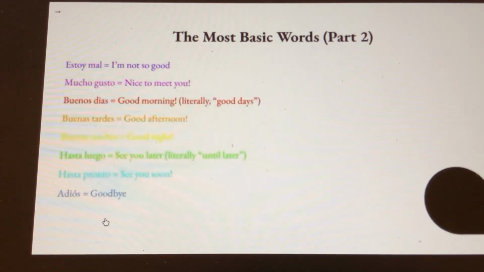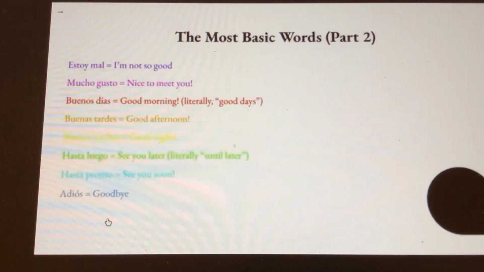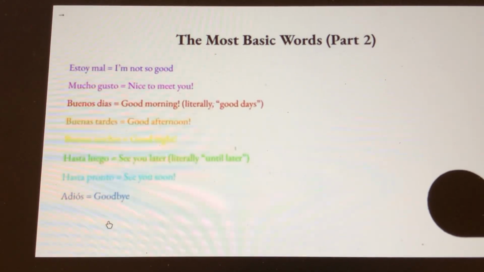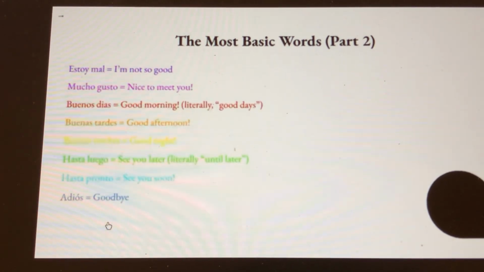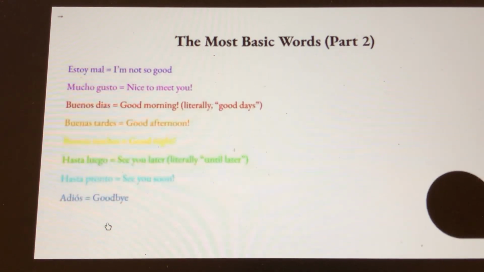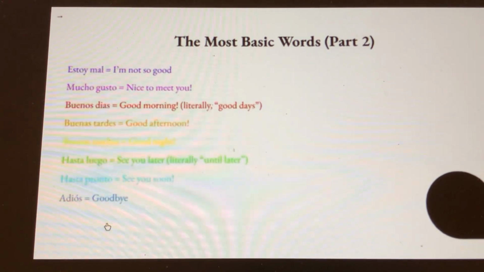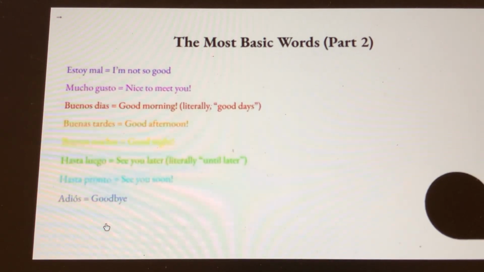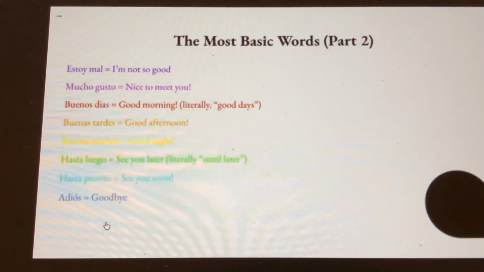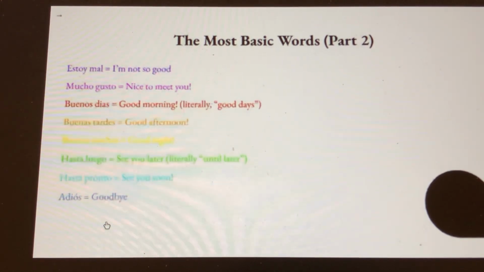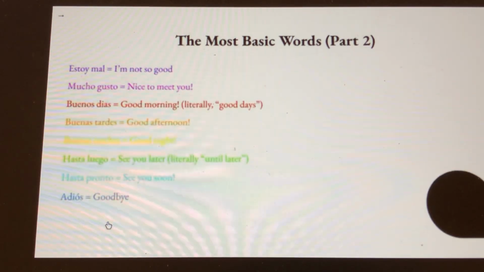And another common feature in Spanish is the usage of the word hasta, meaning until, for goodbye greetings. For example, hasta luego literally means see you later, or until later. Following that same logic, hasta pronto literally means see you soon, or until soon. And adiós just means goodbye, as you might have heard before.